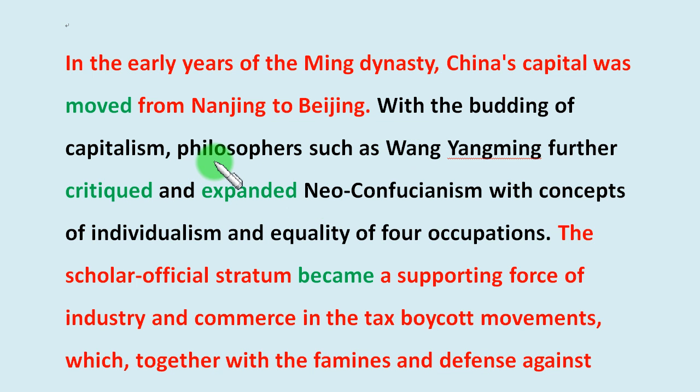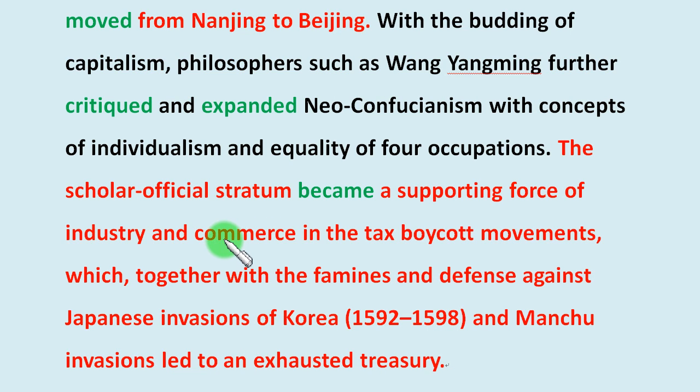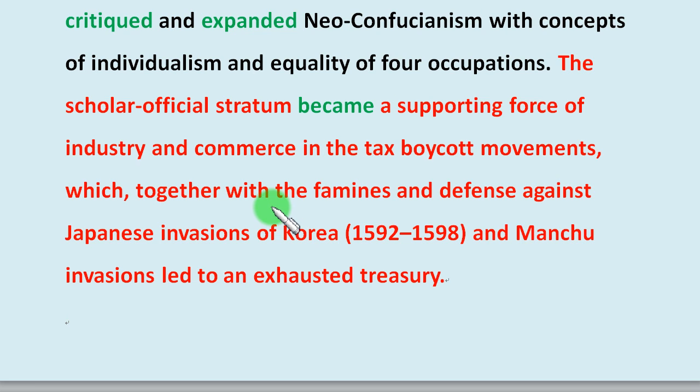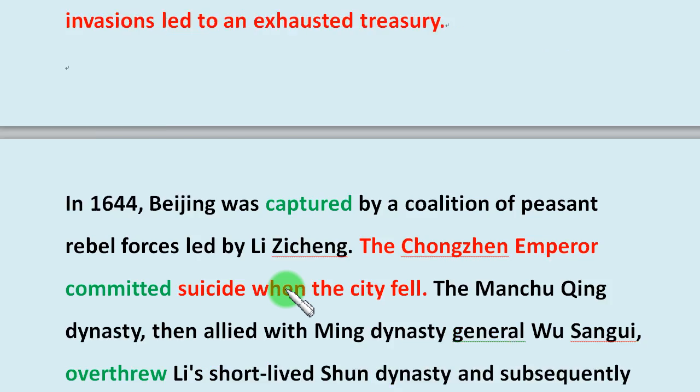With the budding capitalism, philosophers such as Wang Yangming further expanded Neo-Confucianism with concepts of individualism and equality of four occupations. The scholar gentry became a supporting force of industry and commerce in tax boycott movements, which, together with the famines and defense against Japanese invasion in Korea and the Manchu invasions, led to an exhausted treasury.